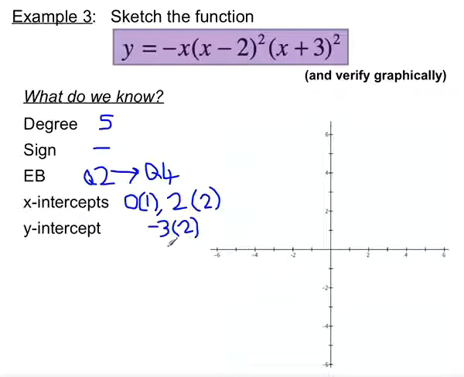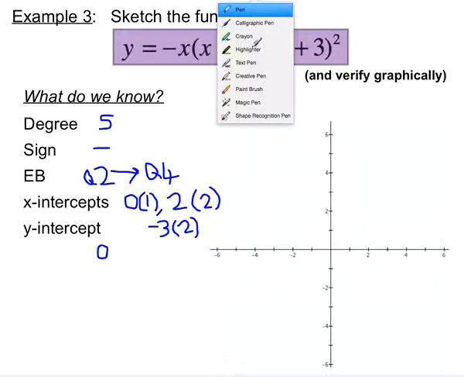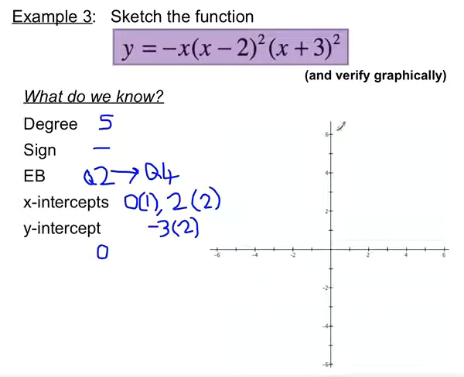Our y-intercept, remember to find a y-intercept, we make all the x's 0. We can immediately see as soon as this x becomes 0, 0 times whatever these brackets end up being, the whole thing is going to end up being 0. So we have a y-intercept at 0. If I go and fill these points in, I've got an x-intercept at 0, which is also the y-intercept of 0. I've got an x-intercept at 2 of order 2, and an x-intercept at negative 3 of order 2.